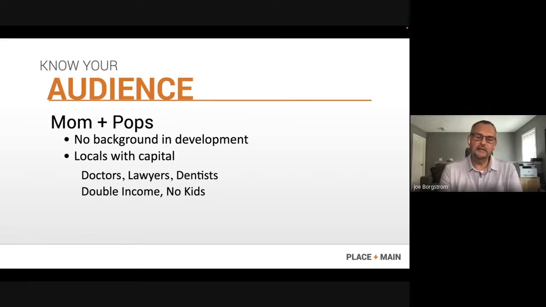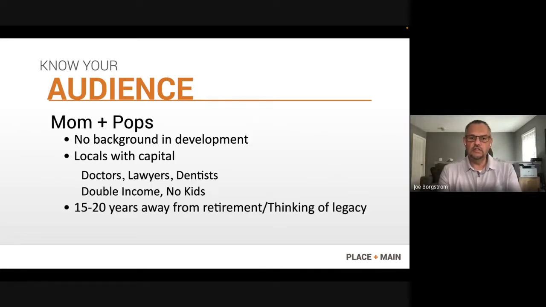And that's one of my favorite acronyms: double income, no kids. These are folks whose kids are either grown and gone, or who just didn't have any kids, but they essentially have a lot of disposable income. And they're typically 15 to 20 years away from retirement.